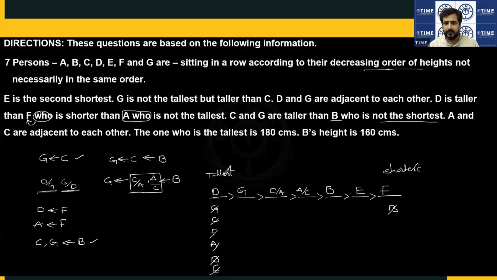Now, what is next given? The one who is the tallest is 180 centimeters. So D is 180 centimeters. B's height is 160 centimeters. That's it. So the same kind of difficulty level you may expect in the PO Prelims exam. It's simple, right? Let's answer the questions.